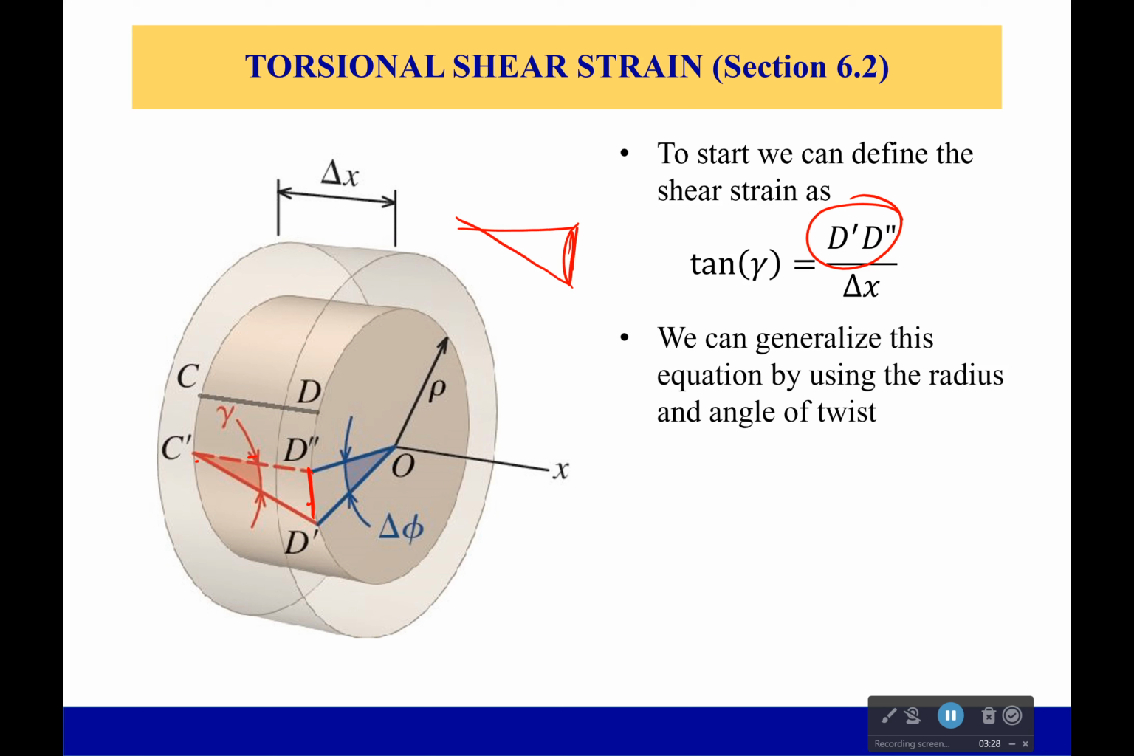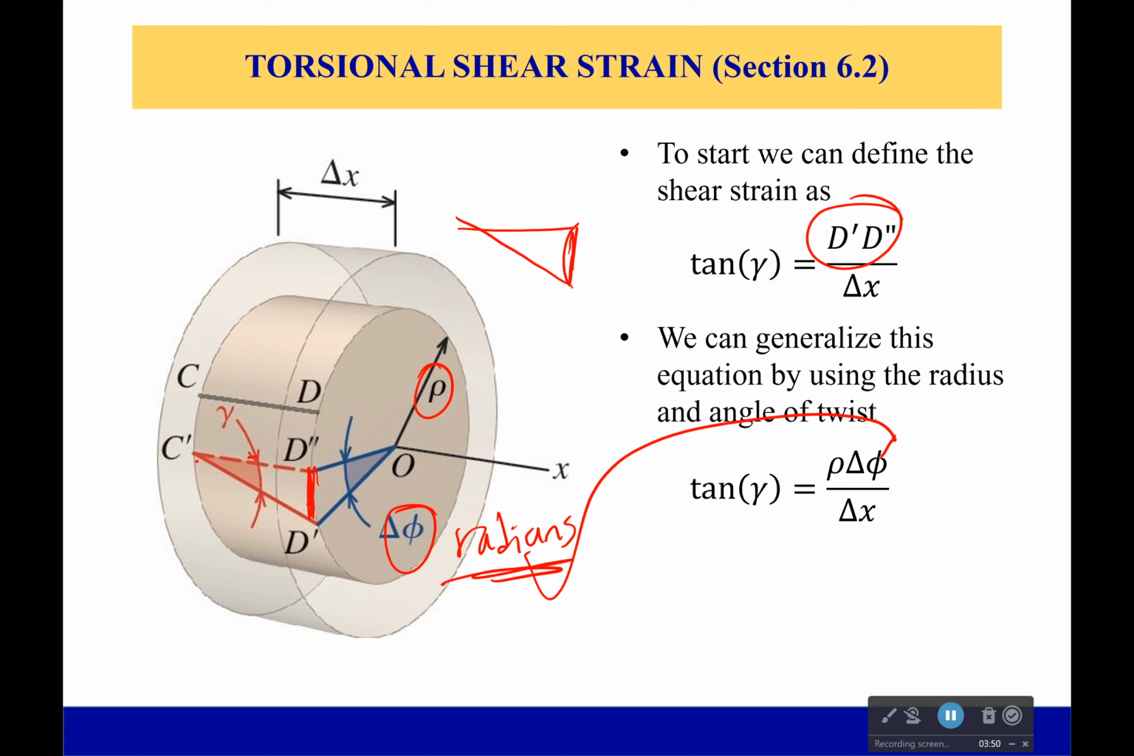Now we can generalize this by using our equation of twist, because what is the length of this D prime, D double prime side? Well, it would be simply the radius times how much I've twisted. In radians, always in radians. I might ask you at the end what's the angle of twist in degrees, but if you're using it in an equation, it's got to be radians. Never ever degrees.